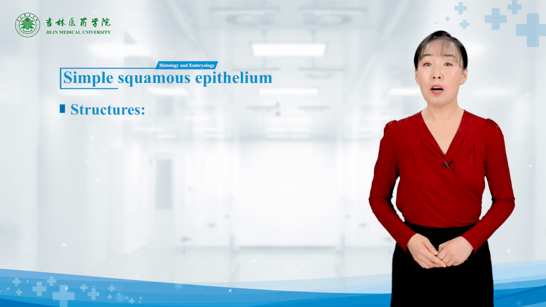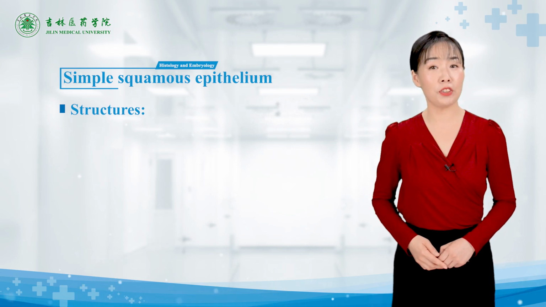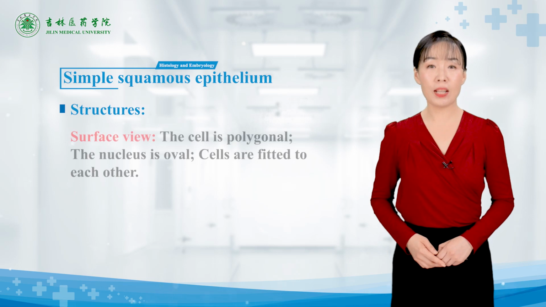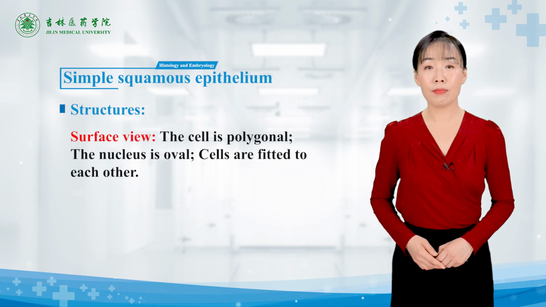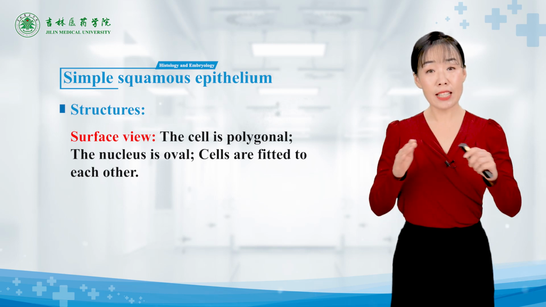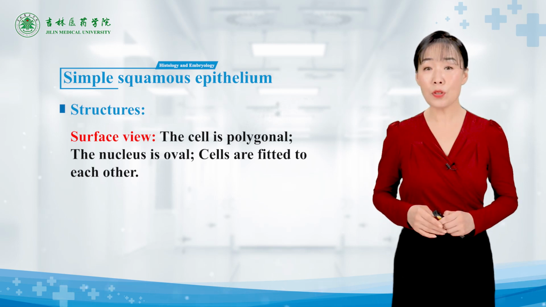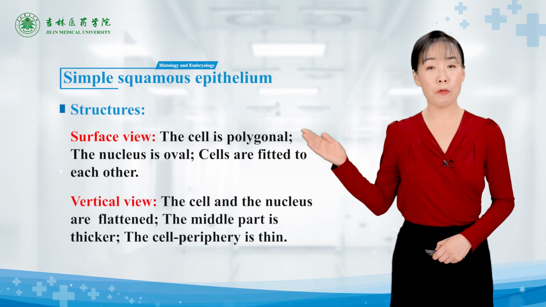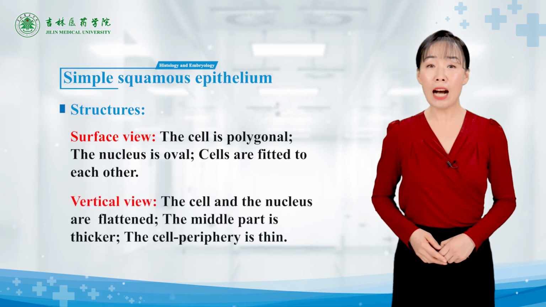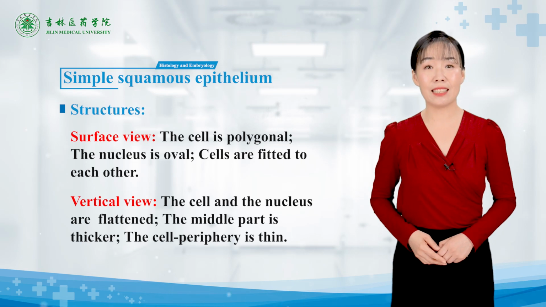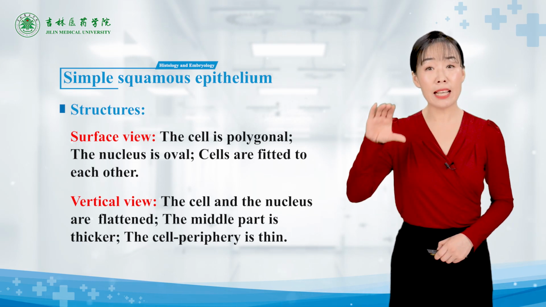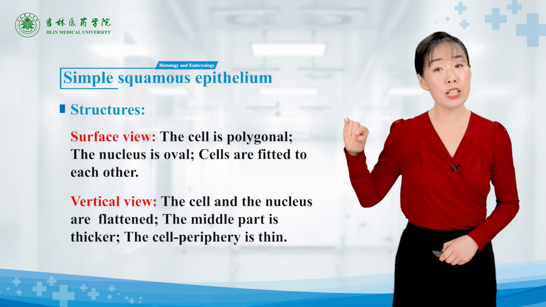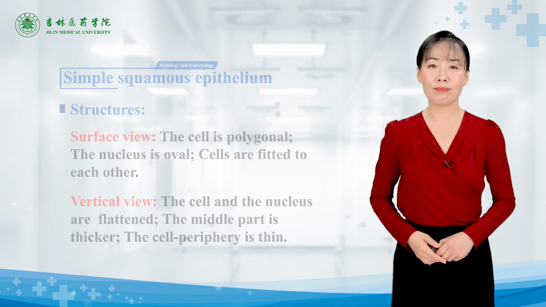Structures. Observe from surface view and vertical view. Surface view. The cell is polygonal. The nucleus is oval. The cells are fitted to each other. Vertical view. The cell and the nucleus are flattened. The middle part is thicker. The cell periphery is very thin.